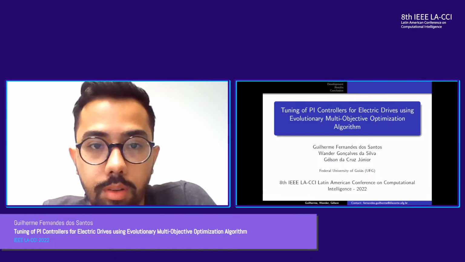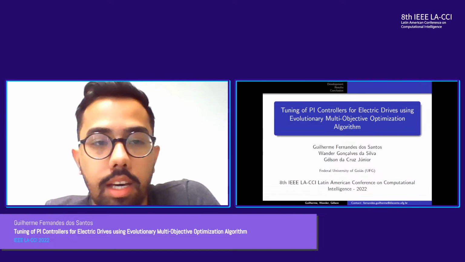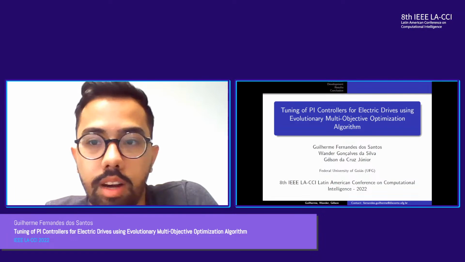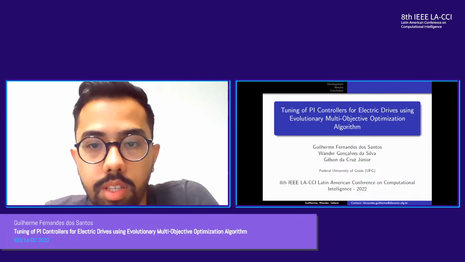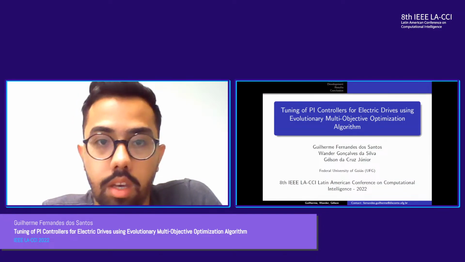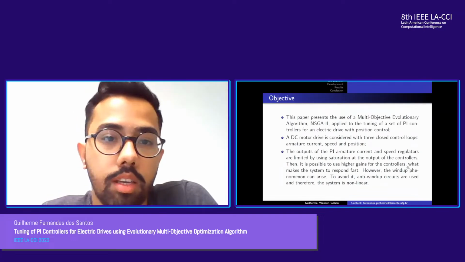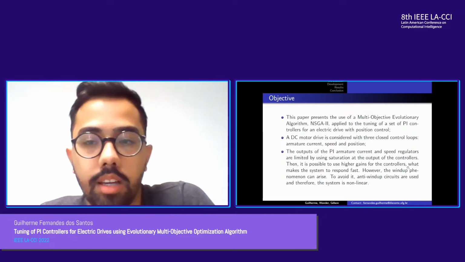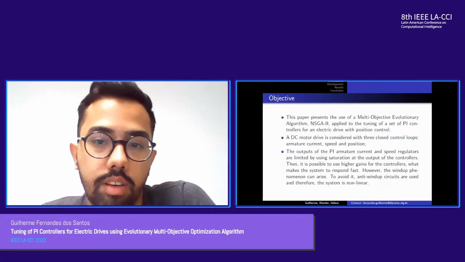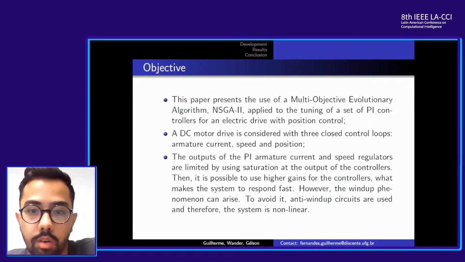Hi, good afternoon to everyone. My name is Guilherme, and I will be presenting our work entitled Tuning of PI Controllers for Electric Drives Using Evolutionary Multi-Objective Optimization Algorithm. In this paper, we want to present the use of a multi-objective evolutionary algorithm, NSGA2, applied to the tuning of a set of PI controllers for an electric drive with position control.